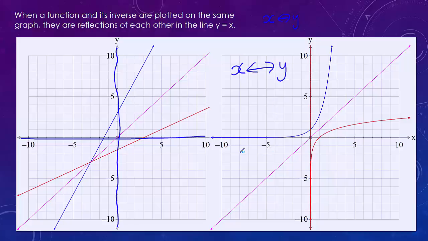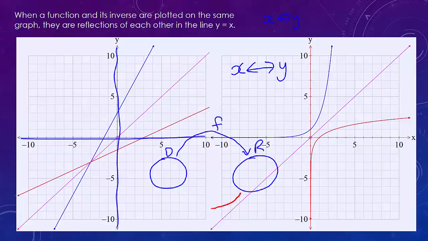And that's also why, if we consider the function and the inverse function, this is the domain for the function, and this is the range for the function. But coming back the other way, this is the domain, and this is the range. It's this interchange of x and y.